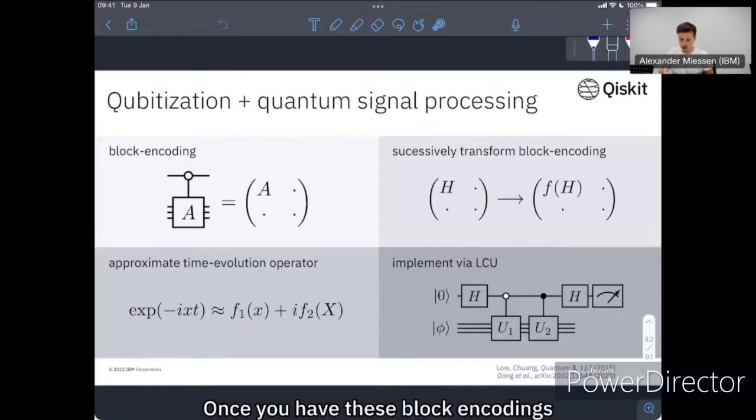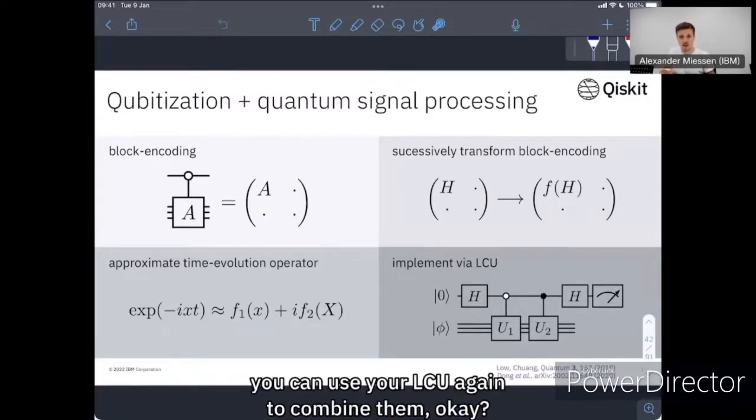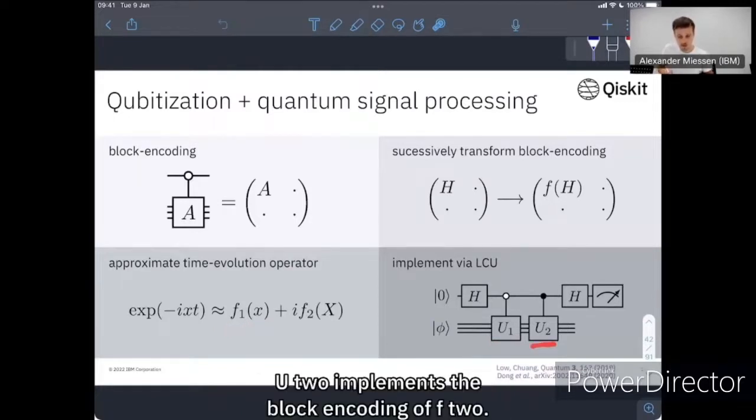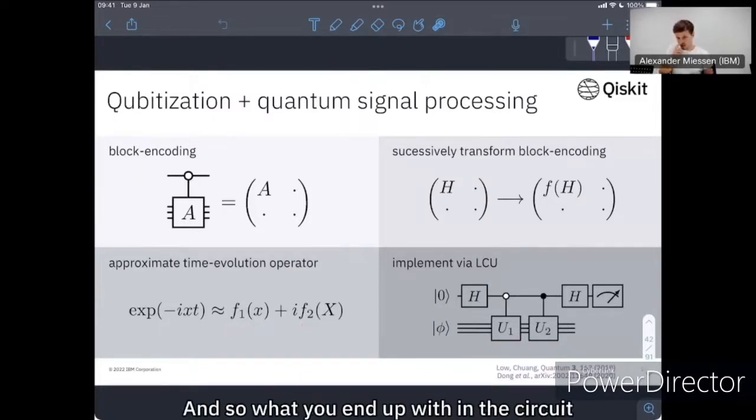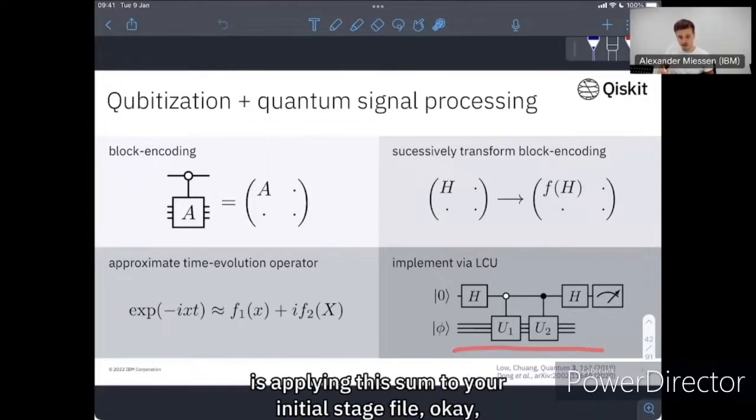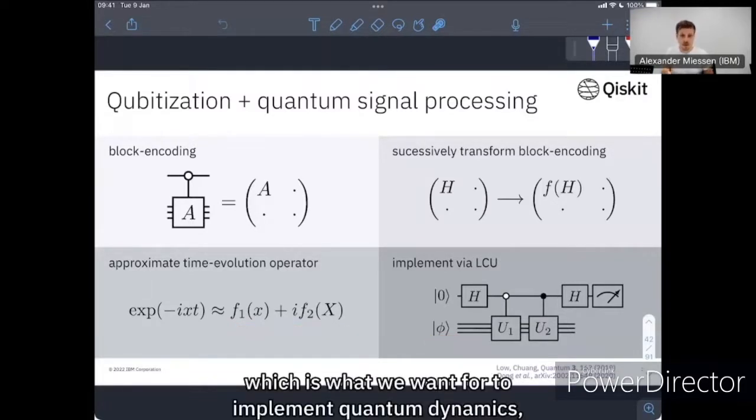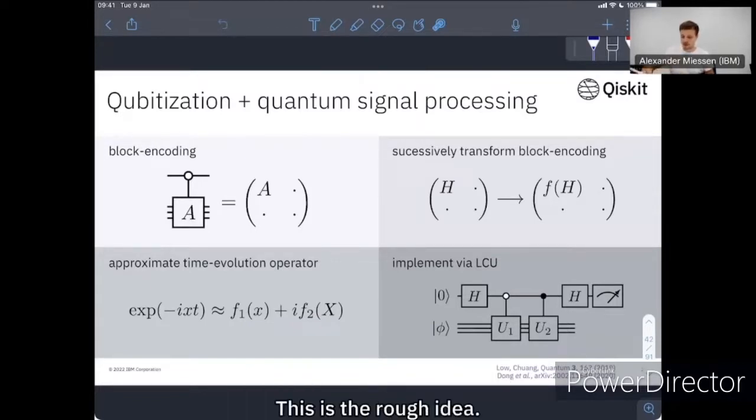Once you have these block encodings of both of these polynomials, then through quantum signal processing, you can use your LCU again to combine them, okay? So here, U1 implements the block encoding of F1, U2 implements the block encoding of F2. And so what you end up with in the circuit is applying this sum to your initial state phi, okay? Which is what we want to implement quantum dynamics, okay? This is the rough idea.